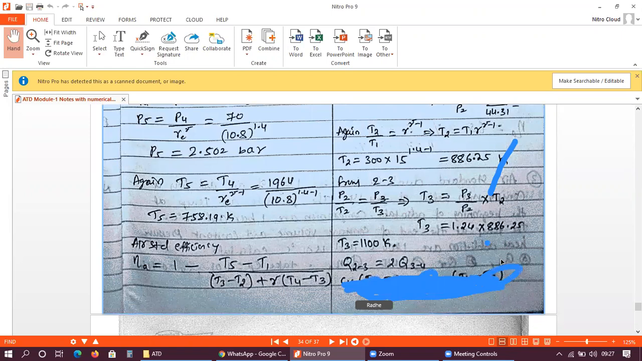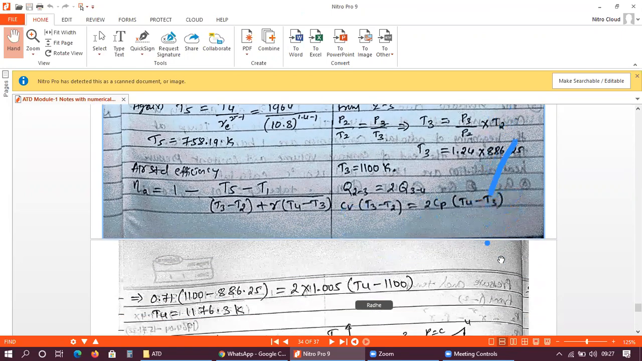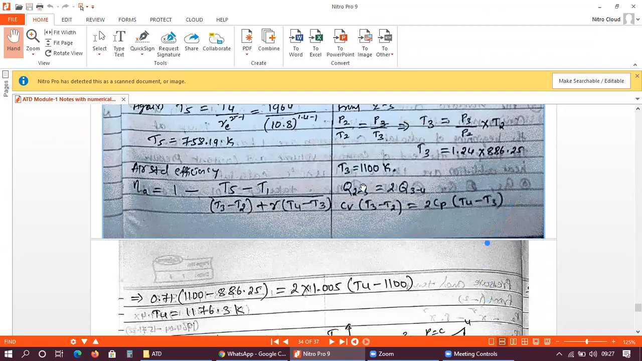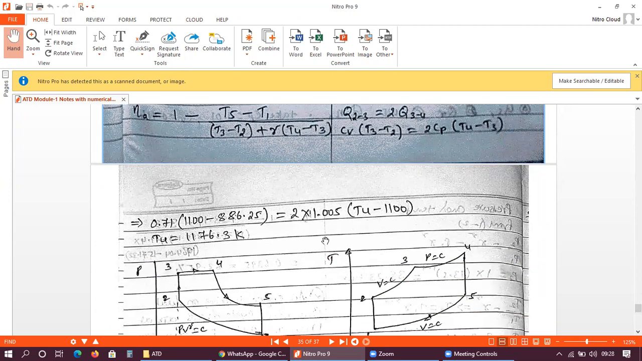Okay, so now we'll substitute these values, and we can calculate T4 here. As you can see, T4 is the only unknown in this expression. The T3 value is known, and the T2 value is also known. We also know the Cp by Cv ratio, or you can substitute the values individually, no problem. Now substitute these values.